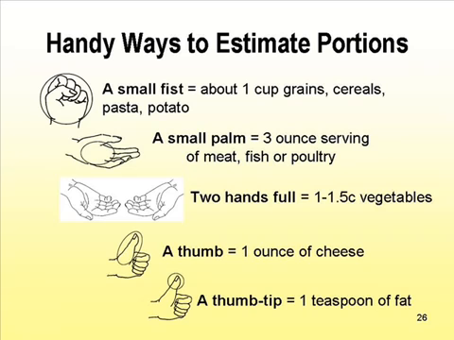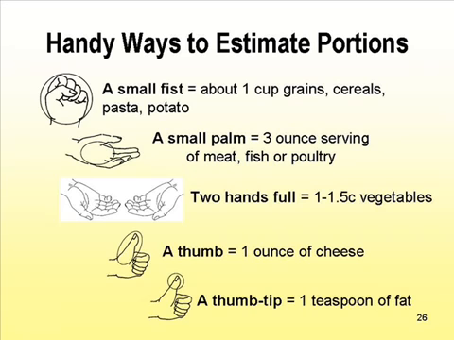And then you see here 2 hands. 2 hands full is about equal to 1 to 1.5 cups of vegetables. And especially your free vegetables, have as much as you want, such as your salads. And then your thumb is equal to 1 ounce of cheese, and that's your portion size there. And a thumb tip is equal to a teaspoon of fat. So if you choose to put some margarine on your bun or your toast, that's a teaspoon of fat.